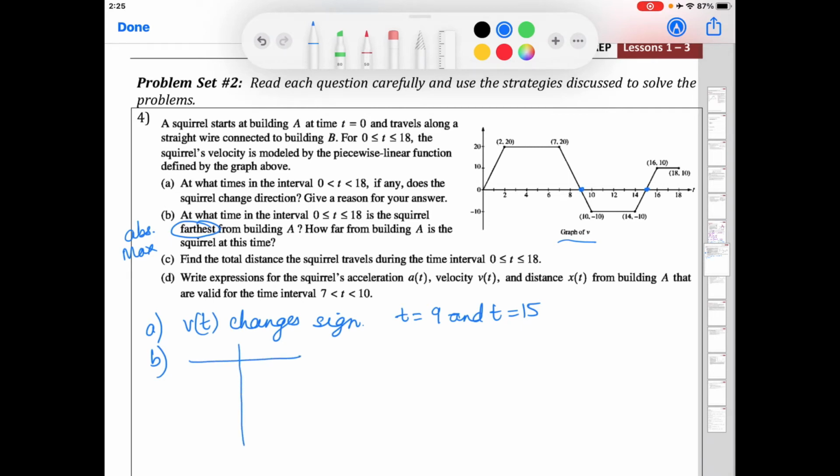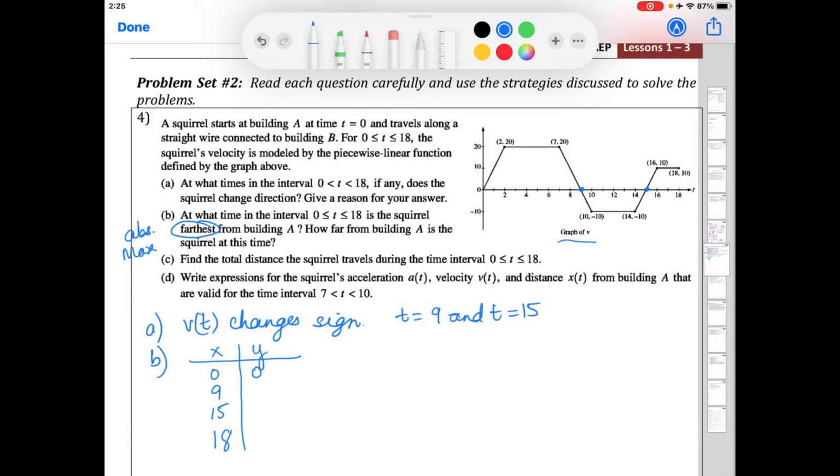Whenever we work with absolute minimums and maximums, we set up a t-chart with our x and y. We put our endpoints in there, and then our critical values, and critical values by definition are when your first derivative is equal to 0. So when is it equal to 0? At 9 and 15. So these are the 4 values you're going to look for. We know we're starting at 0, so at 0 it's going to be 0.